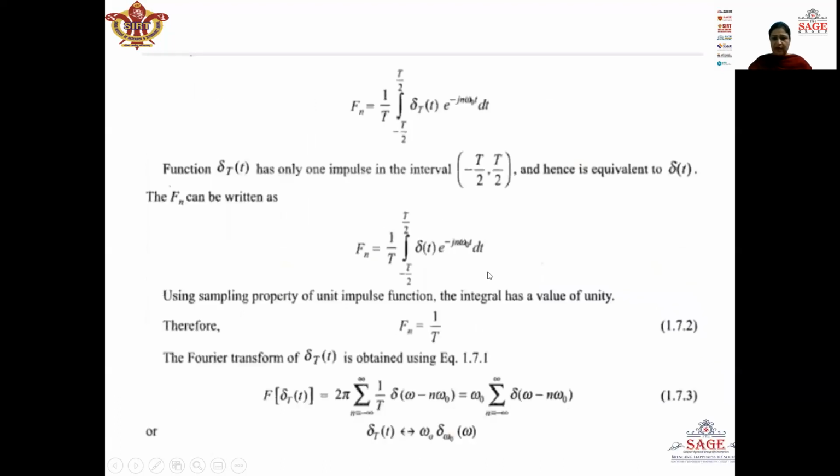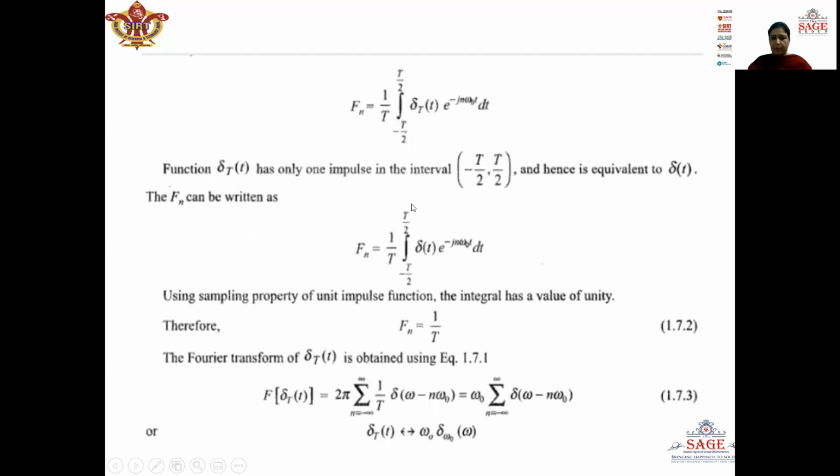Now using the formula for the Fourier transform, which is 2 pi F_n delta(omega minus n omega naught), we will first find the Fourier series coefficient F_n. F_n is given by the formula 1 upon T integration over one period of the signal into e to the power minus j n omega naught t dt. Since the period of this train of impulses is T, we will integrate from minus T by 2 to plus T by 2. And for the signal, we will write delta(t) because in this period, we get only one impulse, which is located at t equal to 0.